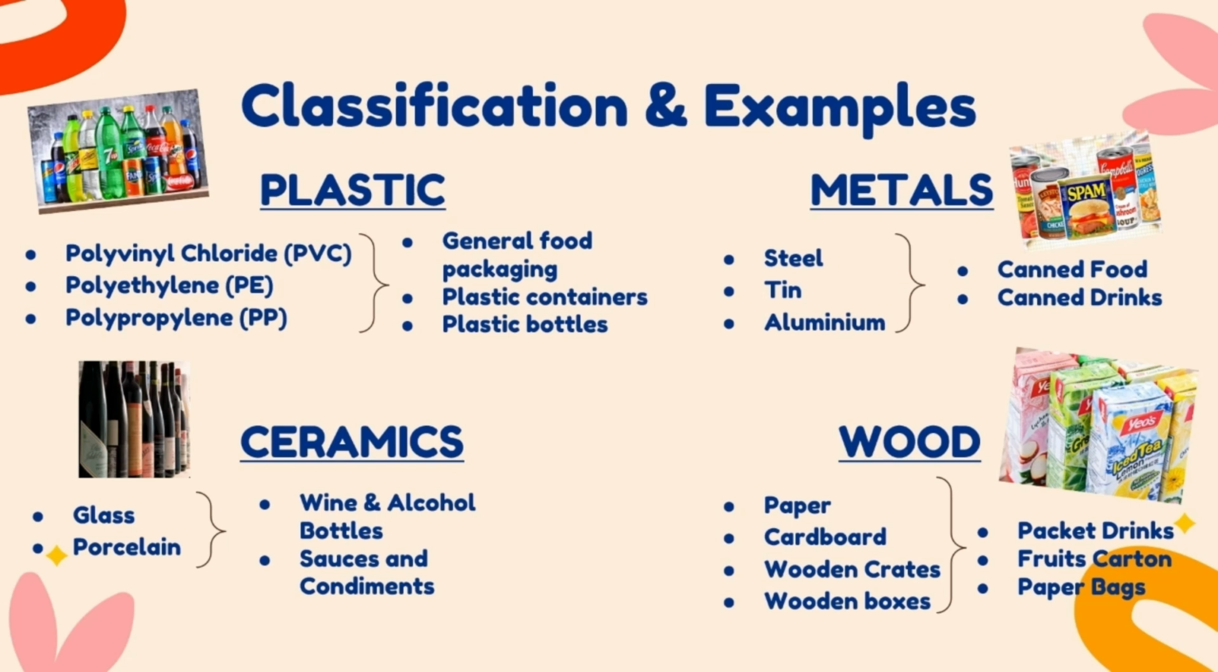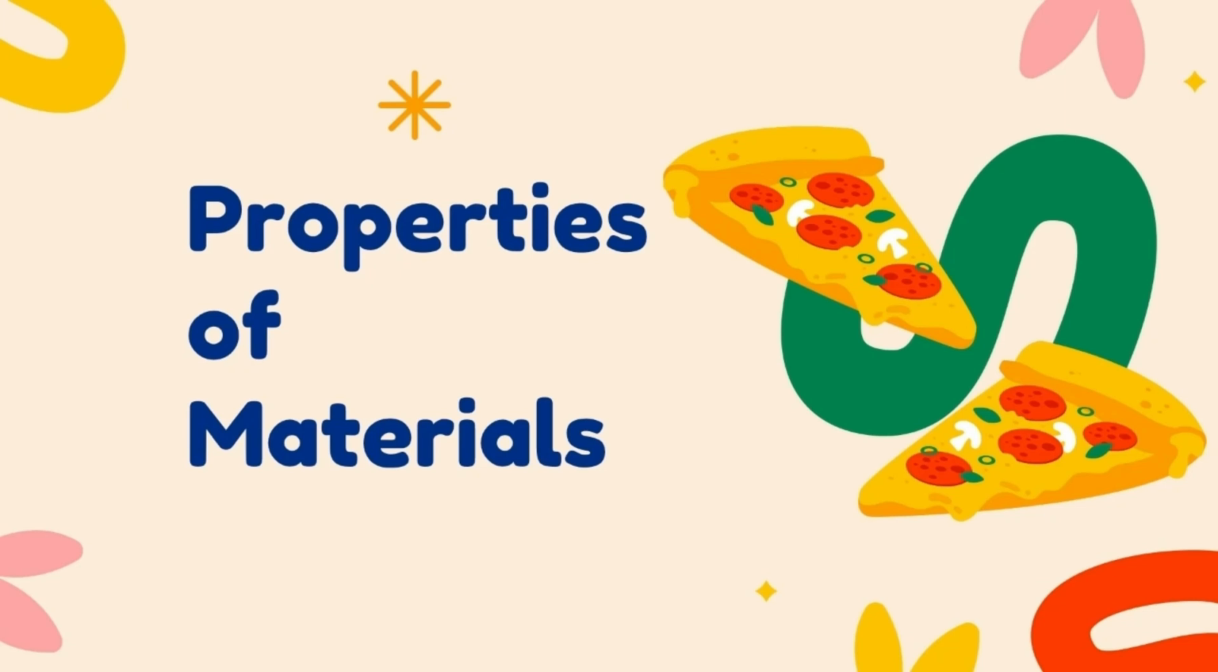For plastics, polyvinyl chloride, polyethylene, and polypropylene are the most commonly used ones as general food packaging, such as plastic containers and plastic bottles. Commonly used metals are steel, tin, and aluminium, which are used for canned food and drinks. As for ceramics, glass and porcelain are mainly used for wine and alcohol bottles, as well as bottles for sauces and condiments. Lastly, for wood, paper, cardboard, wooden crates, and boxes are commonly used for packaging, fruit cartons, and lastly, paper bags.